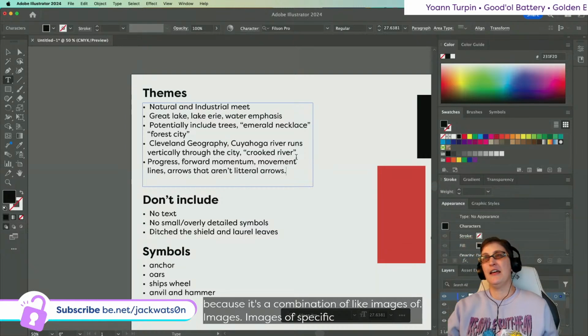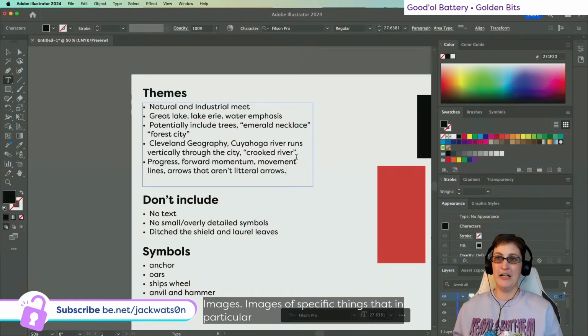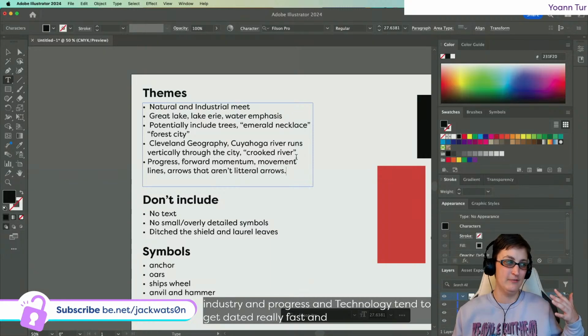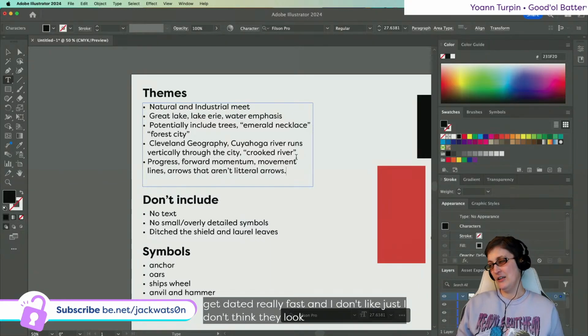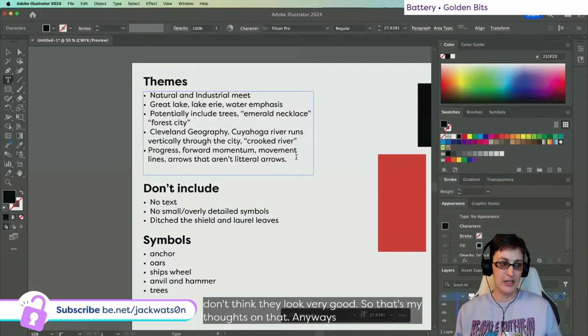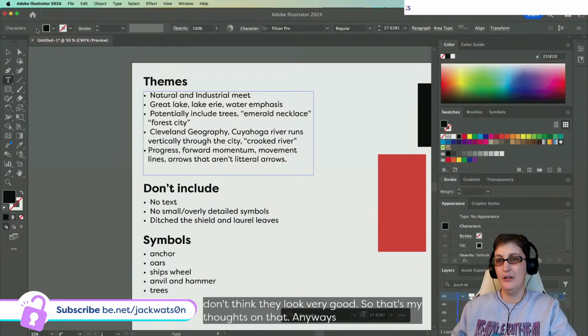just because it's a combination of images of specific things. In particular, industry and progress and technology tend to get dated really fast, and I don't think they look very good. So those are my thoughts on that. Anyways, what other notes do we want to include?